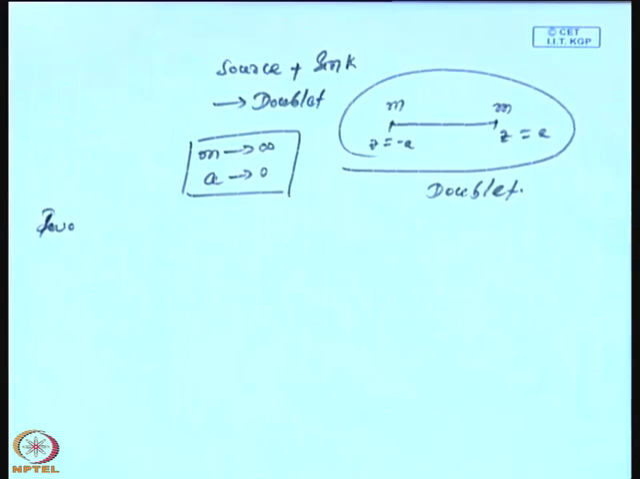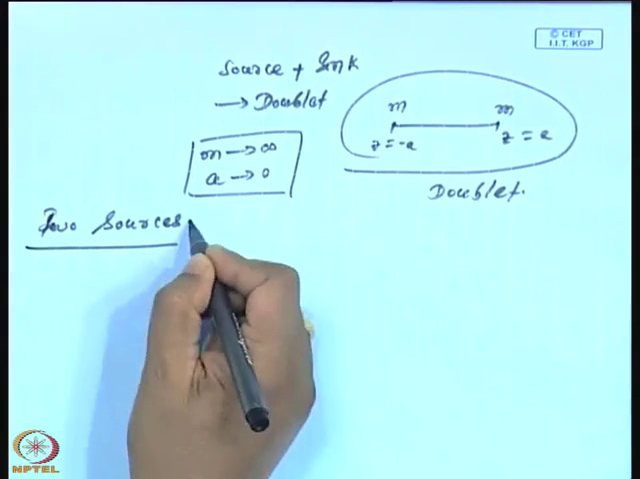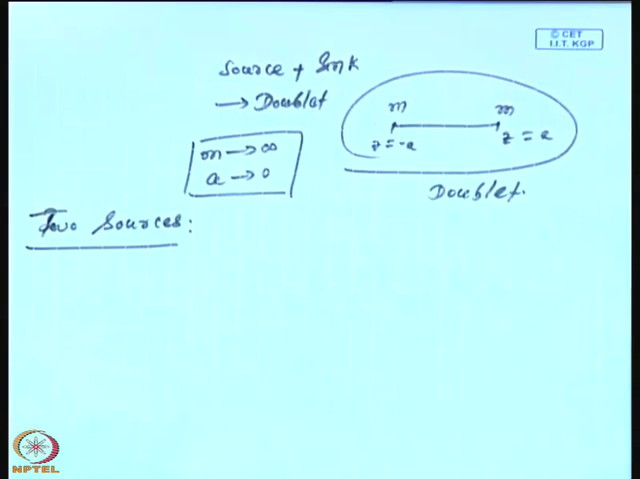But what will happen if I have two sources? Let us think of two sources, both of the same strength.